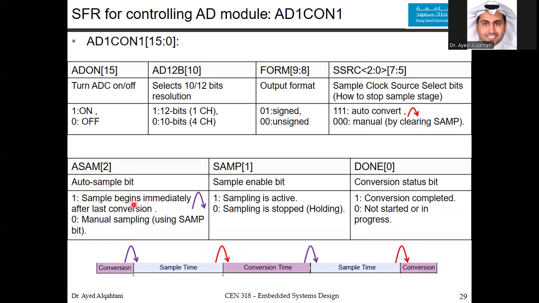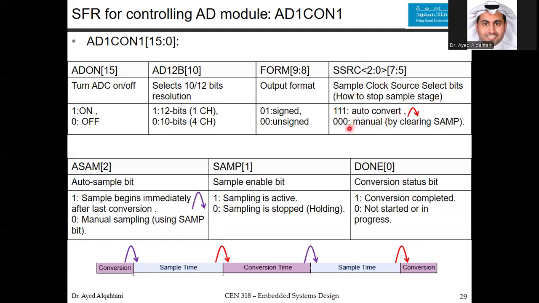So if it is 1, that's auto sampling: the sample begins immediately after the last conversion. If it is 0, you don't do it automatically. It is actually manual sampling. Now, to do the manual sampling, you use this bit. If it is 0, you don't sample. If it is 1, you sample. I think the idea is clarified now. Now, for the next 3 bits, which are the SSRC, this is the sample clock source select bits.